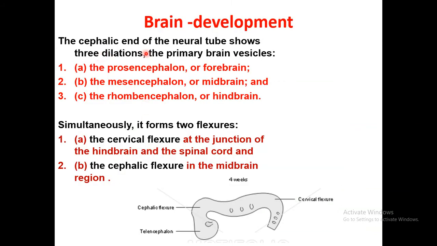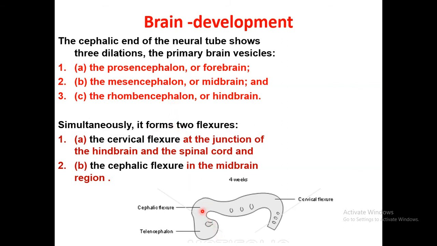So the cephalic end of the neural tube shows three dilatations. These dilatations appear in the cephalic region and are known as the primary brain vesicles. It is a very important question from the exam point of view. They will mostly ask you to write down the names of the primary brain vesicles. The answer is the prosencephalon, mesencephalon, and the rhombencephalon.